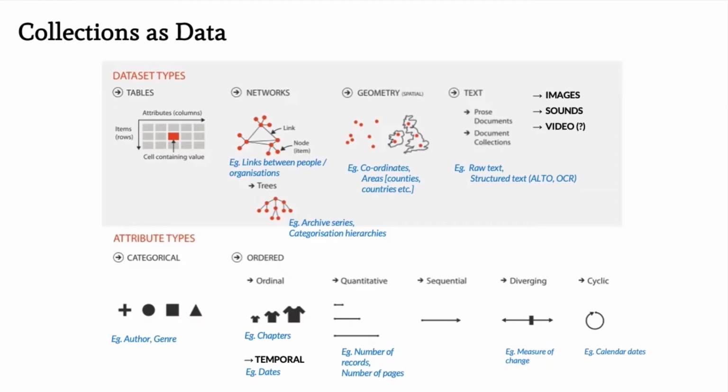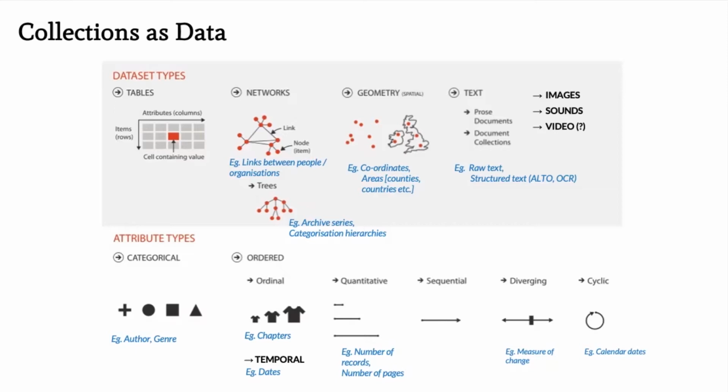Another type might be spatial data. So for example, data that has coordinates, that has places, that has latitudes and longitudes, where it might make sense to think about mapping that. We might have text data. So this might be raw text, but it also might be structured text like ALTO in digitized newspapers, or we might have images or sound or even video. So there are a whole range of different data set types.